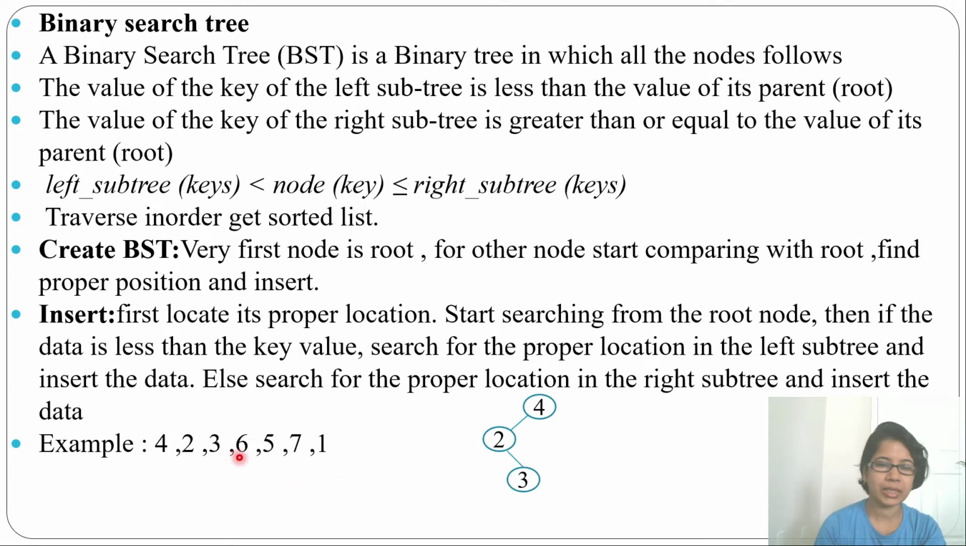So next is 6. 6 compared with 4 is greater than 4, so 6 will be inserted on the right side. Next is 5. 5 is greater than 4, less than 6. So 5 will be the left child of 6. Then next is 7. 7 is greater than 4, greater than 6, so 7 will be inserted on the right side. Next is 1. 1 is less than 4, less than 2, so 1 will be inserted here.